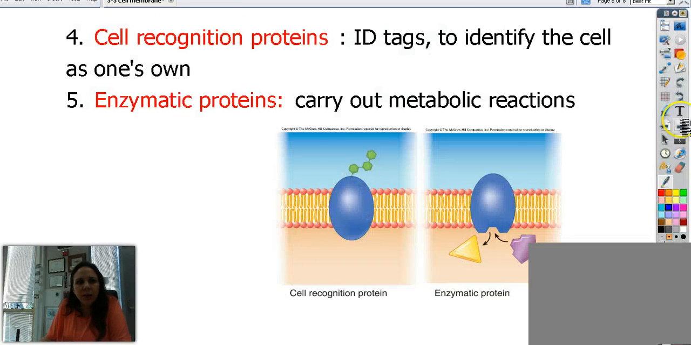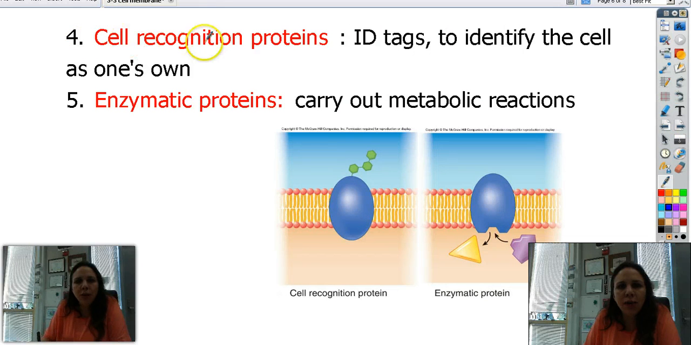Okay, another one we've got is cell recognition proteins. Cell recognition proteins, like this guy here, have little tags sticking out of them, and you can think of them as name tags. Other cells of your body, like white blood cells, take a look at this and go, oh, hey, that's my guy. I won't eat you today. It's like your name tag saying, I belong to you, don't harm me.